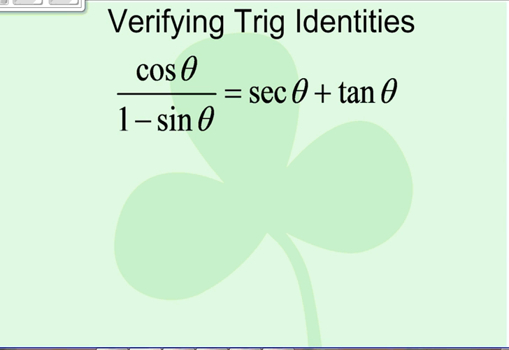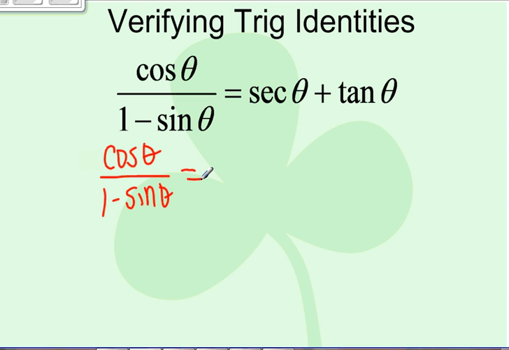All right. So we have got something on the left here and something on the right. Okay. You have to choose which side you want to start with and where you want to go with it. I'm going to choose the right side over here, the secant theta plus the tan theta, to try to equal cosine theta over 1 minus sine theta. So I'm going to leave what I have over there on the left.